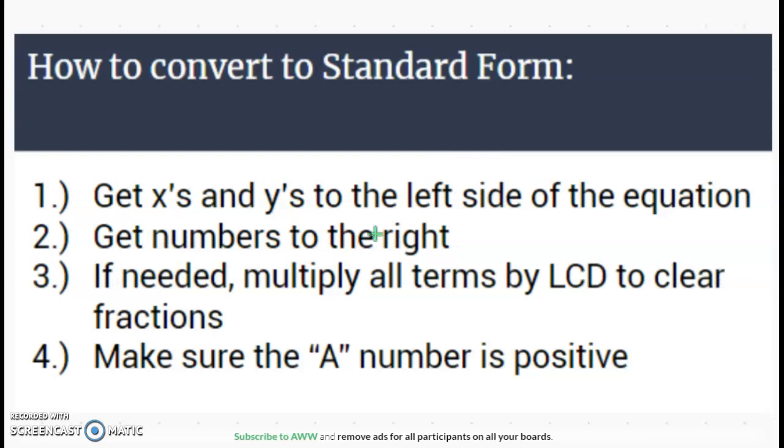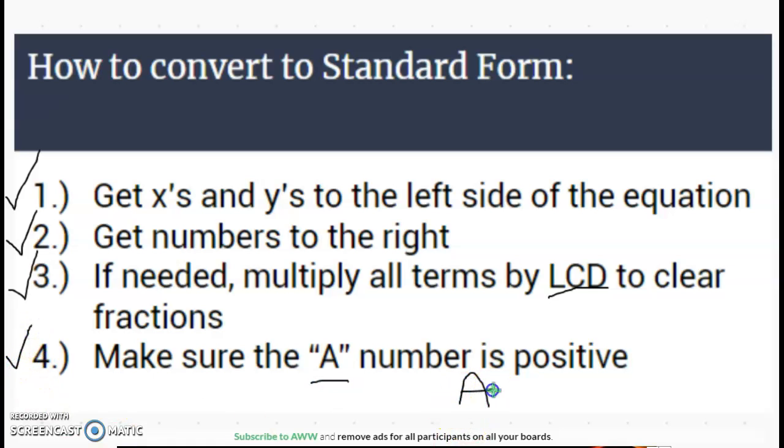So how do we convert to standard form? We need to know that to do work later on in the problems. There are 4 steps here to get it going. X's and Y's need to be on the left side of the equation. Numbers, any constants, go to the right. If we need to, multiply all terms by a lowest common denominator to clear fractions. And we need to make sure the a number is positive.